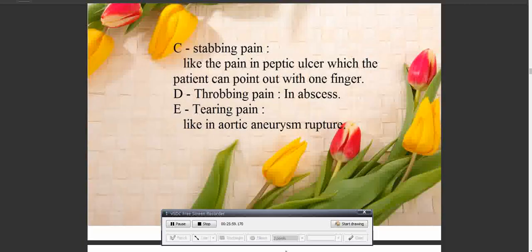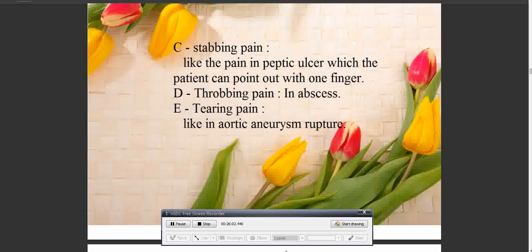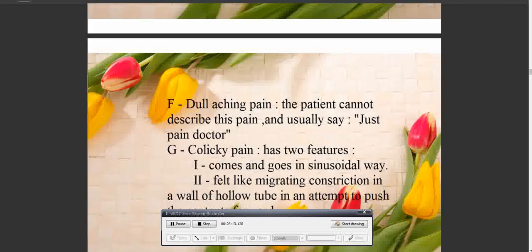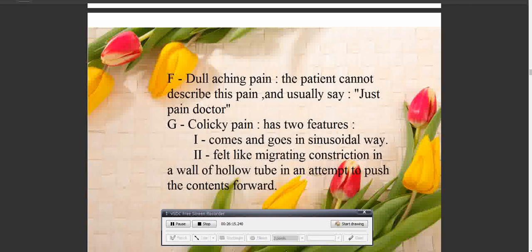Those are so significant. Stabbing pain as well, like the pain in the peptic ulcer, which the patient can point out with one finger. Throbbing pain in abscess, tearing pain, like in aortic aneurysm rupture. All those ones are so good too. Dull aching pain, the patient cannot describe this pain and usually says just pain, doctor. That is dull aching pain.